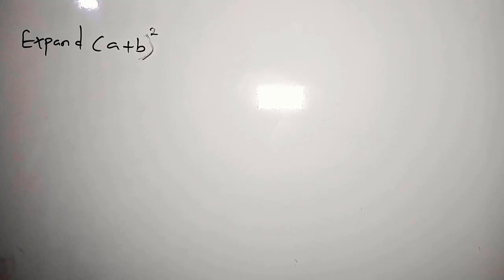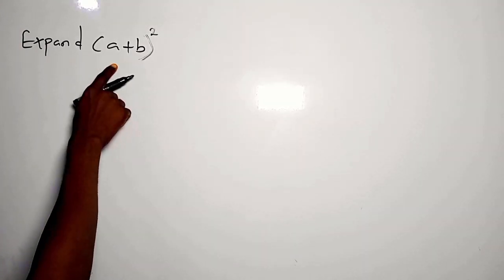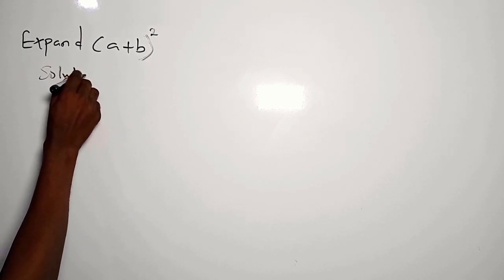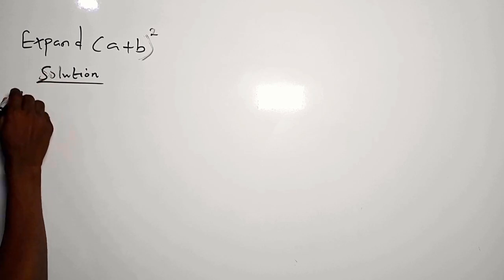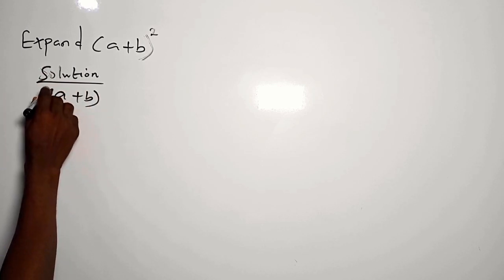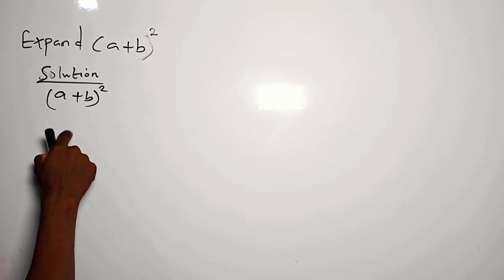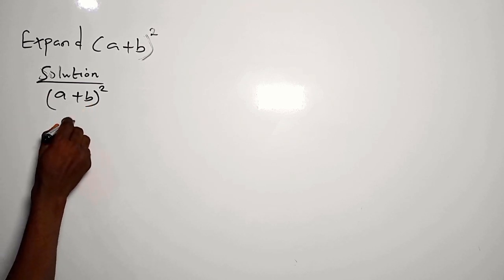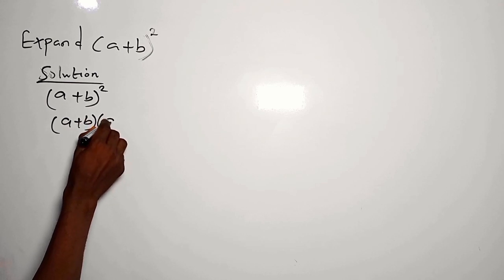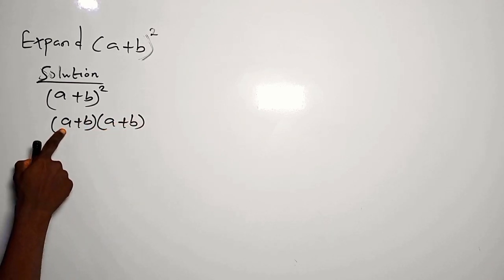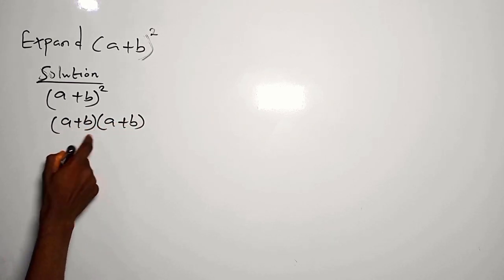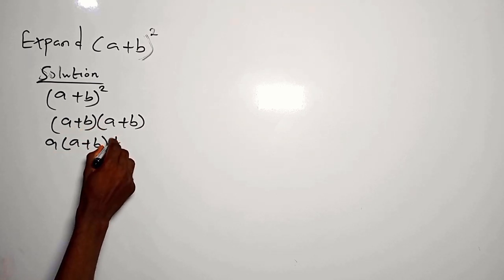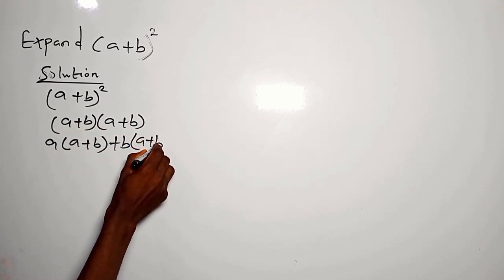The question says expand (a plus b) squared. How do we do this? Solution. We have (a plus b) raised to power 2, so it means we should express this twice: (a plus b)(a plus b). We use this to distribute this, so we have a into (a plus b), and b into (a plus b).